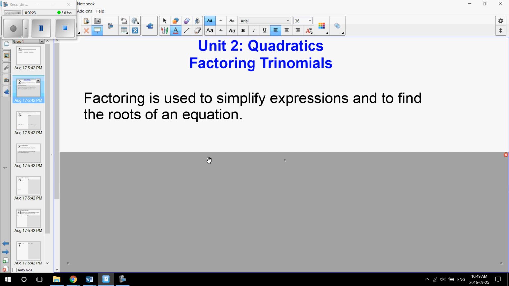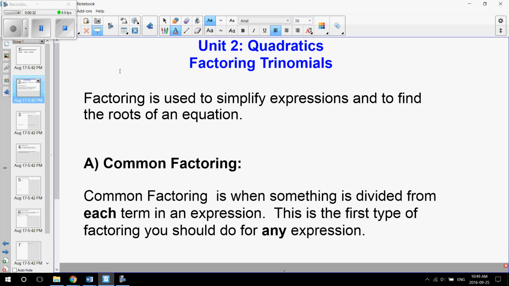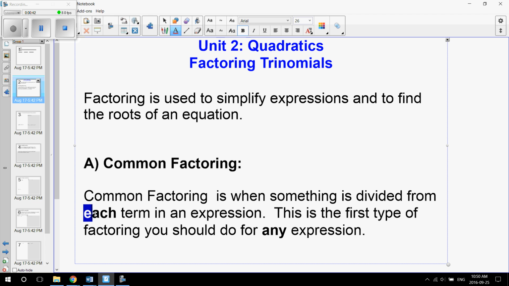Remember that factoring is used to simplify expressions and to find the roots of an equation. Remember, the roots are the same as the x-intercepts. The first type of factoring that we're going to look at is common factoring. Common factoring is when something is divided from each term in the expression. It's from every single term that's in that expression. And this is the first type of factoring that you should do for any type of expression. So no matter what other types of factoring that we move on to, you should always start by doing this common factoring.